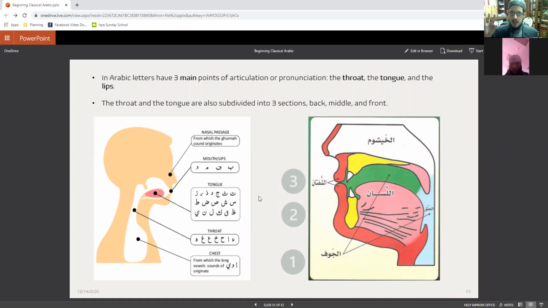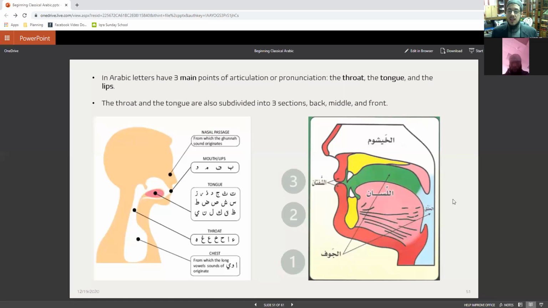We're only going to focus on 3 of them because they're the ones that are relevant to us learning whether we're going to pronounce the lam or not. And those 3 are the ones right here in the middle. Some letters are formed with the lips, some are formed with the tongue, and some are formed with the throat.